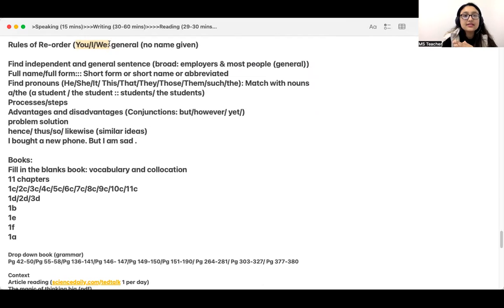You can take this as a general sentence and then use them in the first sentence, because the first rule of reorder says that your first sentence must be an independent and a general sentence. So what is the meaning of independent and what is the meaning of general? Independent means something that can stand alone on its own, that does not depend on another sentence for it to be completed. And general means an overview, the overall broad concept, an idea.